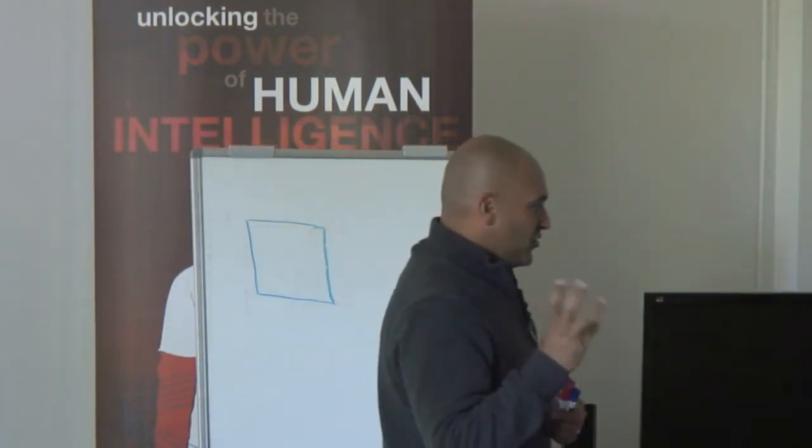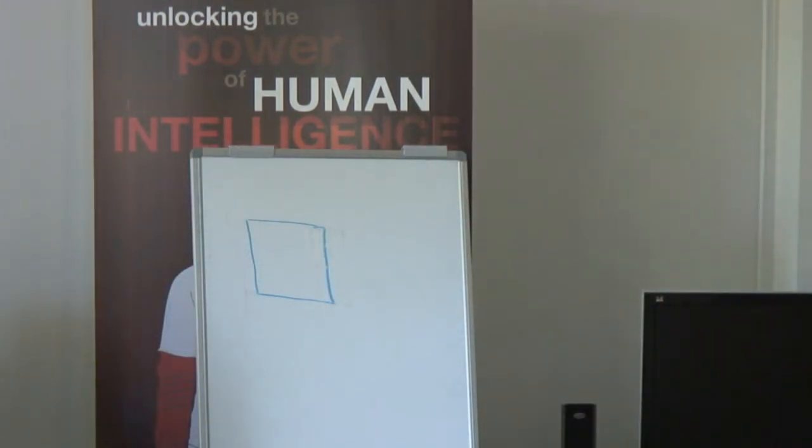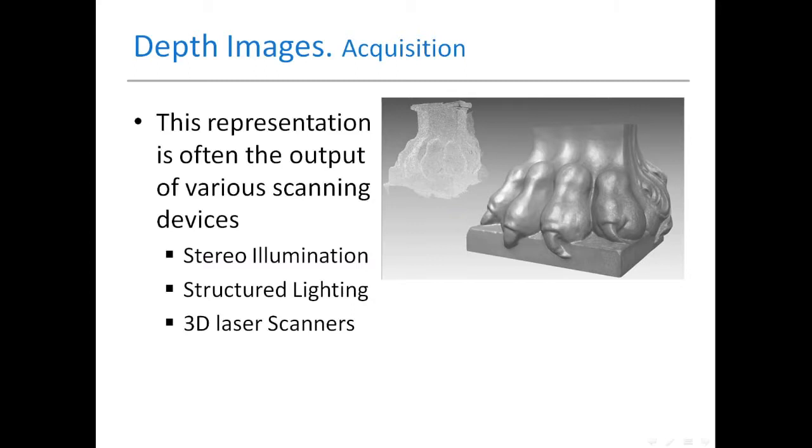There are three main techniques which I'm going to talk about. One is stereo illumination, one is structured lighting, and the other is 3D laser scanners. So stereo illumination: the idea is to illuminate the object from different sources and try to estimate the depth based on the difference in the illumination.